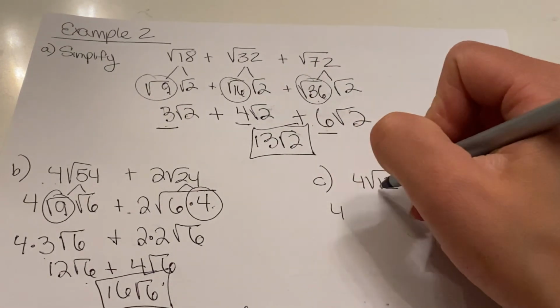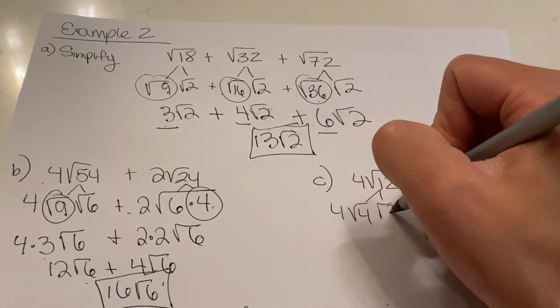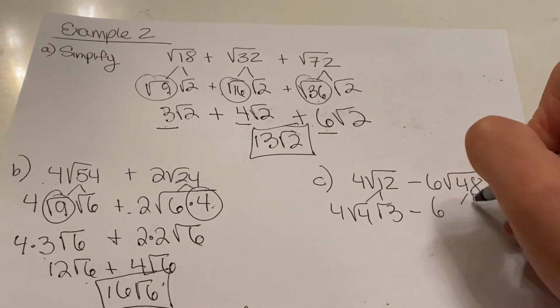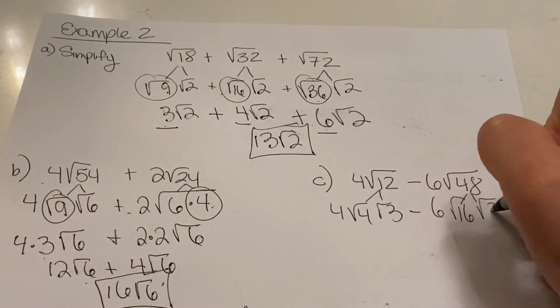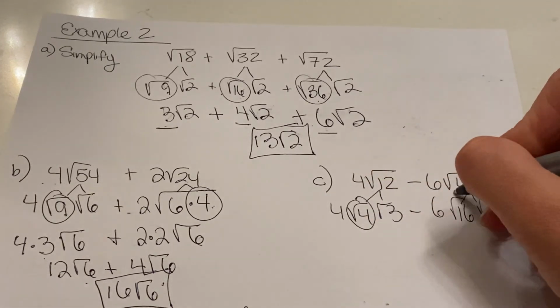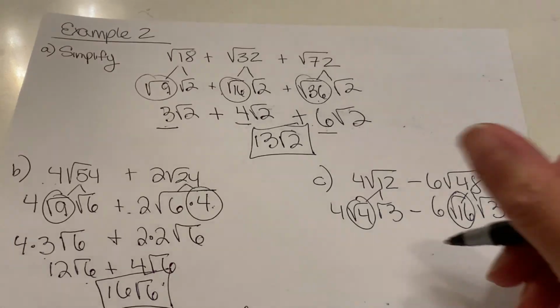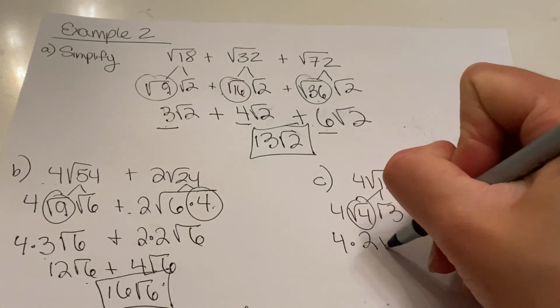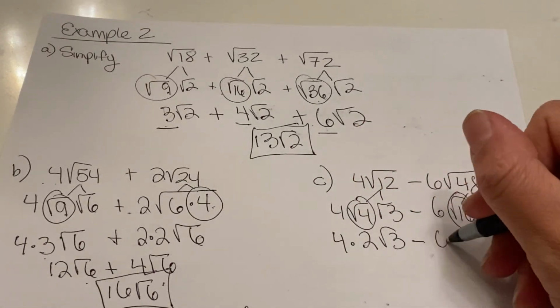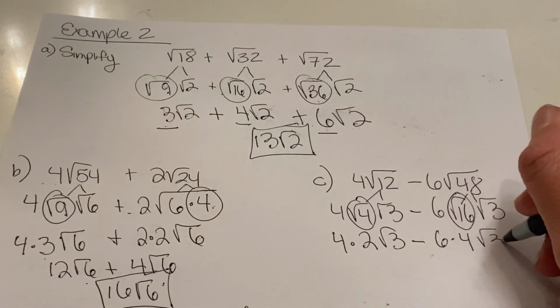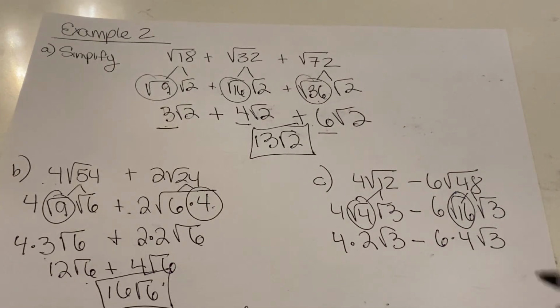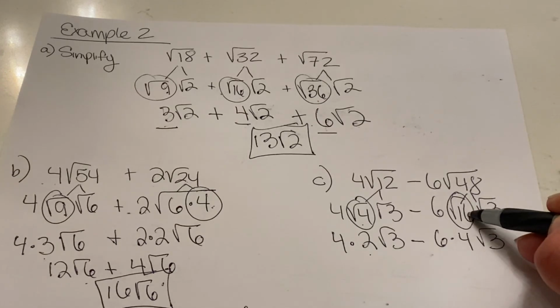I'm going to break up the 12 into 4 times 3. And I'm going to break up the 48 into 16 times 3. So then you circle the perfect squares. So I get 4 times 2 radical 3 minus 6 times 4 radical 3. Okay? Because square root of 4 is 2, square root of 16 is 4.